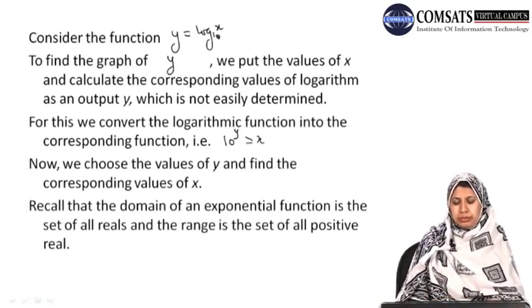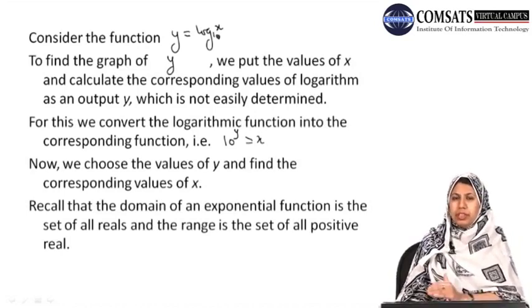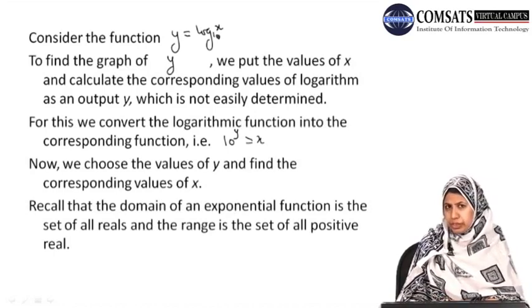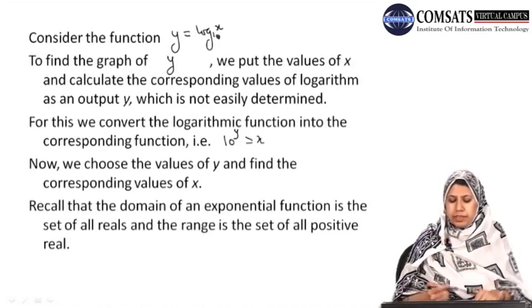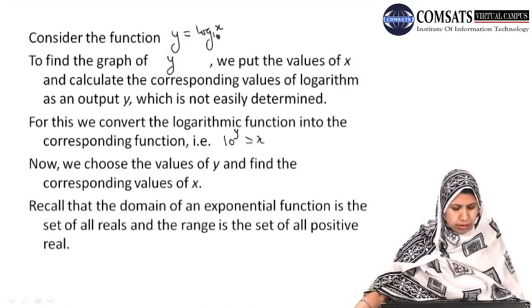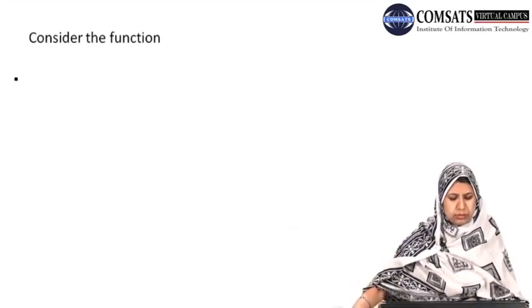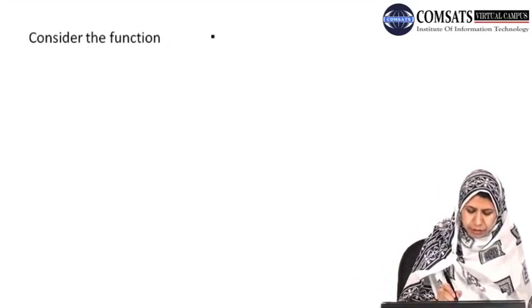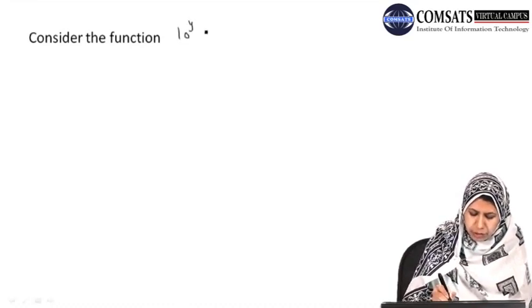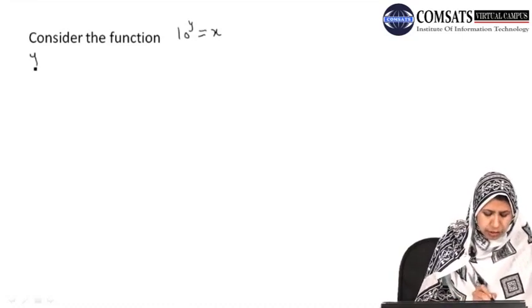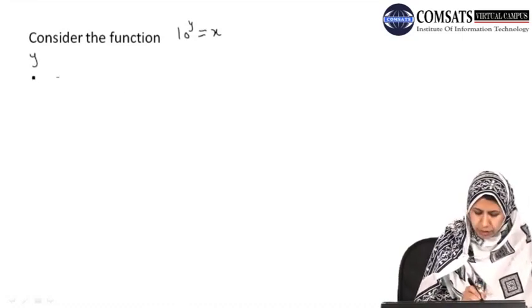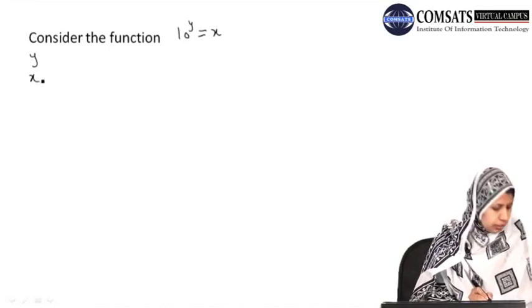Before going to the graph of the exponential function, we recall that the domain of the exponential function is the set of all reals, and the range is the set of all positive reals. That is, the graph always lies above the x-axis. Okay, now we consider our function in the exponential form, 10 to the power y equals x, and the corresponding values of y and the corresponding values of x.